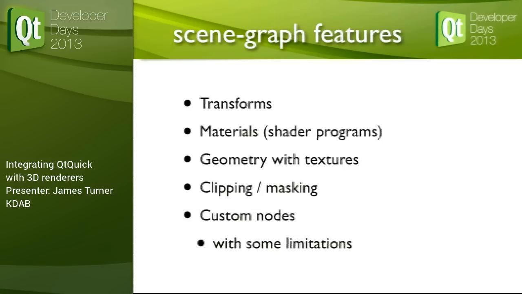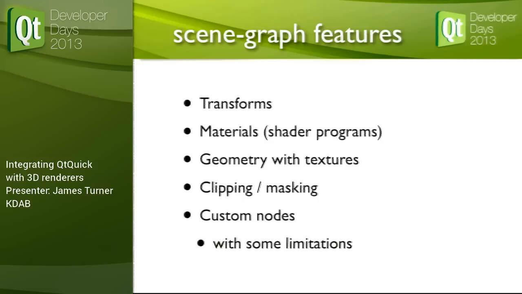What has this tree got? It's much simpler than the QtQuick items. It has transformation nodes. It supports materials, which basically means OpenGL shader programs. The words material and shader are used interchangeably in the code. I think shader would have been clearer, but material is what Gunnar chose, so that's fine. It still means the same thing.